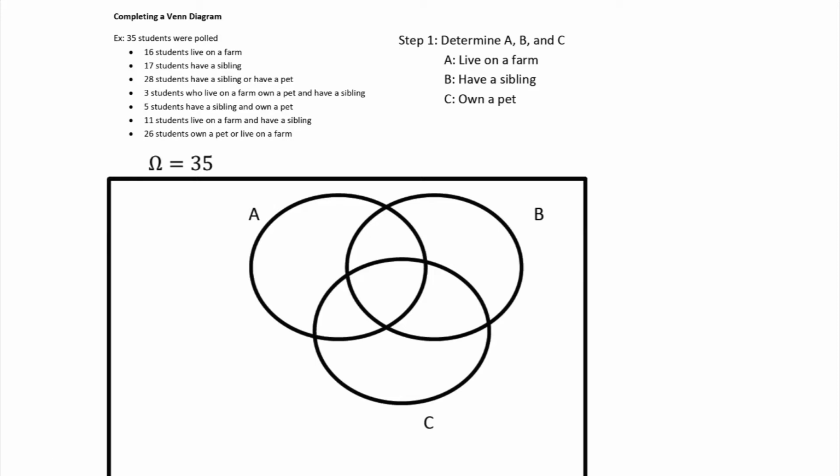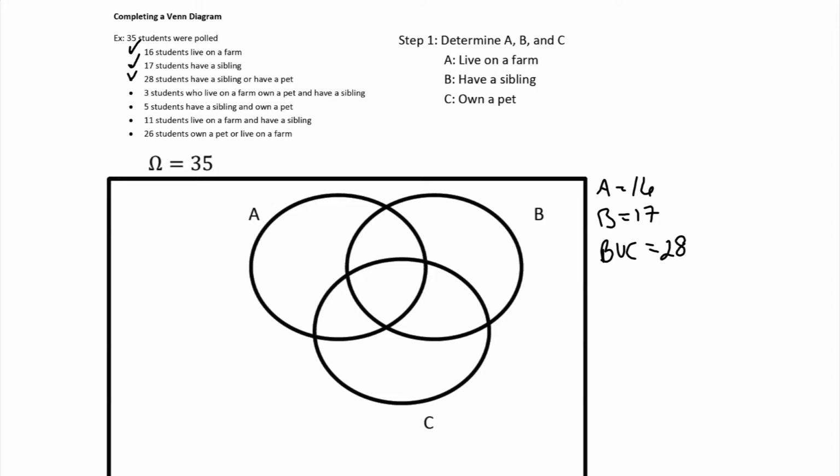So we said that the farm is A, so A is equal to 16. 17 students have a sibling, so B is equal to 17. 28 students have a sibling or a pet. So sibling is B, pets are C, so that is an OR situation. B or C is equal to 28.